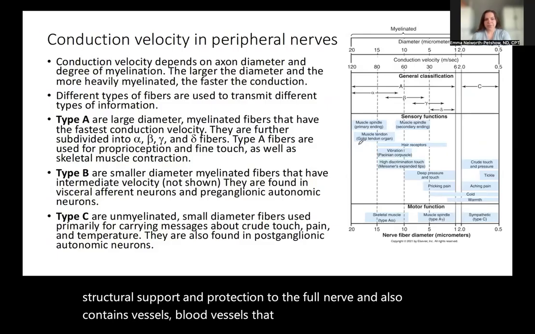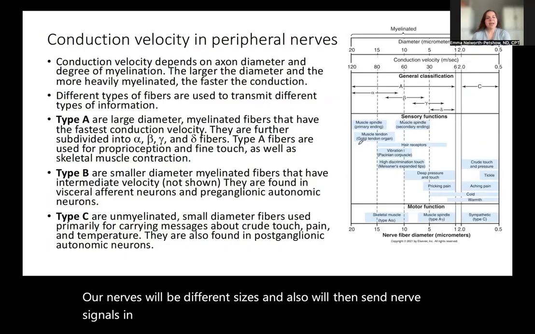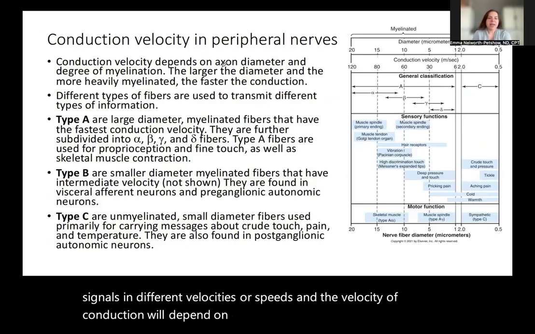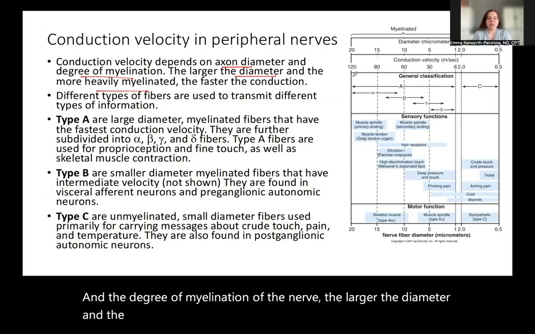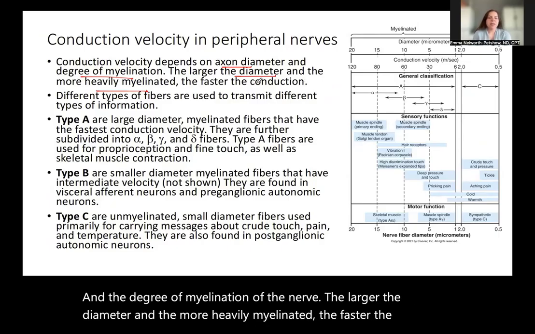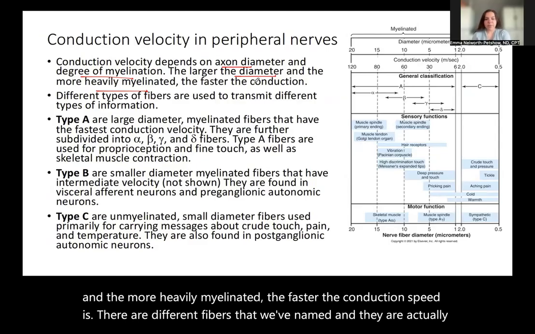Our nerves will be different sizes and also will then send nerve signals in different velocities or speeds. And the velocity of conduction will depend on the diameter of the axon and the degree of myelination of the nerve. The larger the diameter and the more heavily myelinated, the faster the conduction speed is. There are different fibers that we've named, and they are actually used to transmit different types of information.